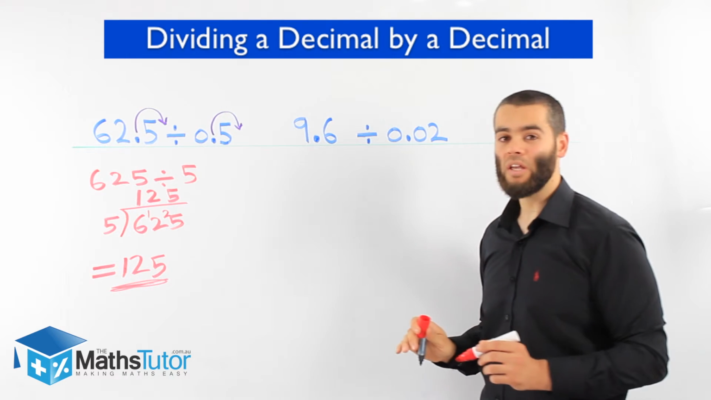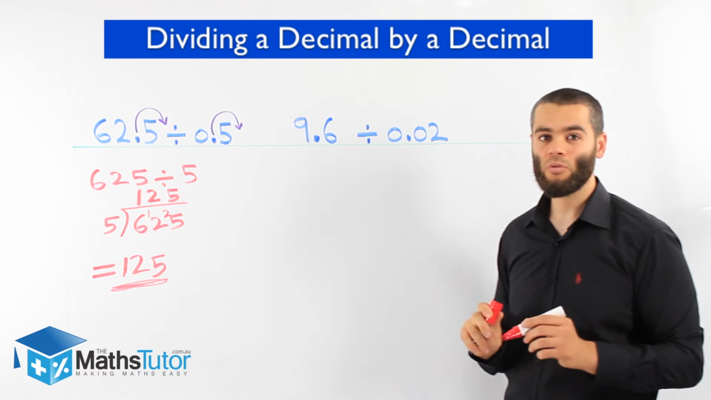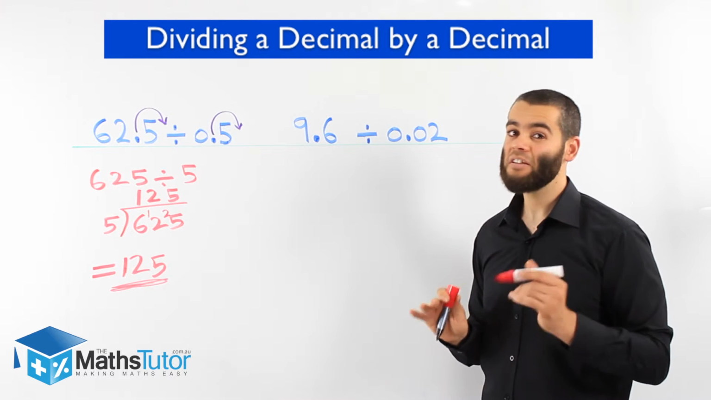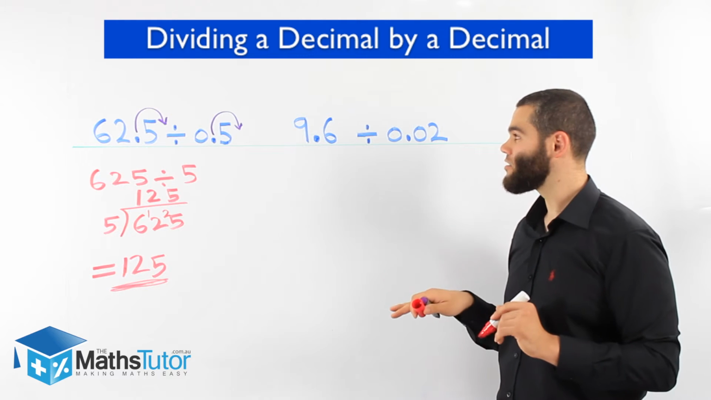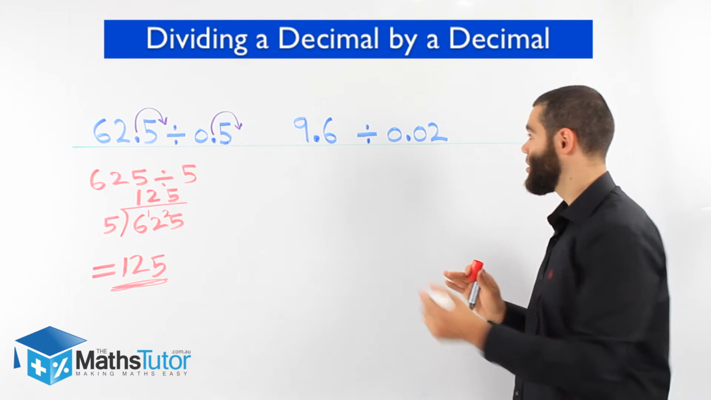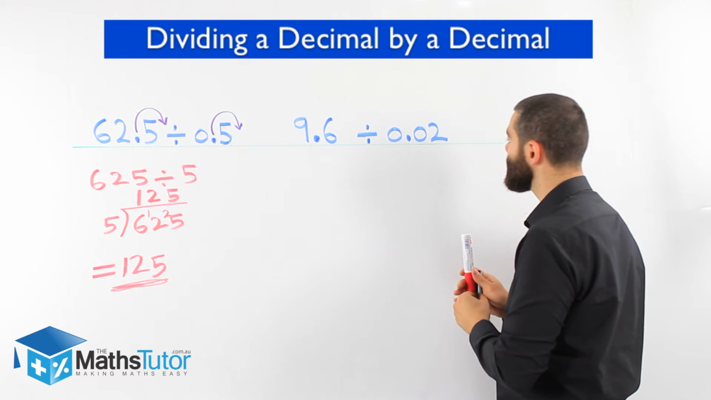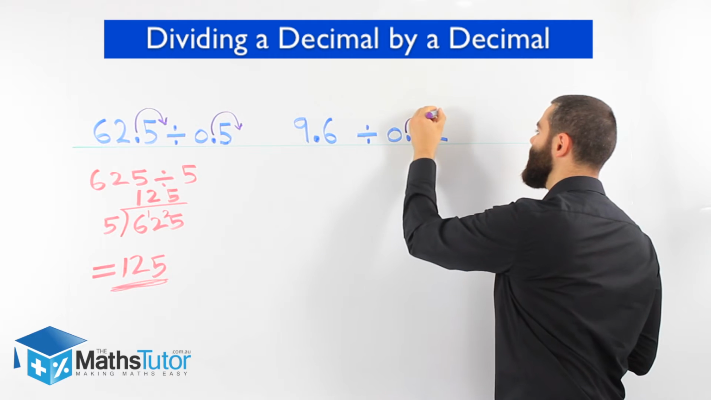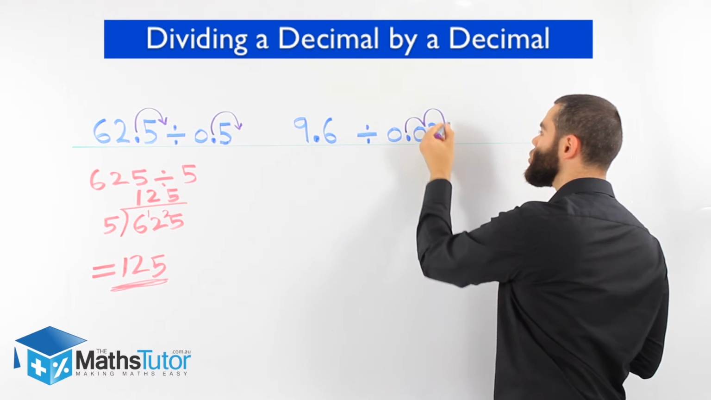Let's see this example here. We have 9.6 divided by 0.02. We look at it and we think, hey, hang on, we can't actually divide a decimal by a decimal. So we use that trick over there. We've got to change it so we can divide by a whole number. So this has to change. To make it a whole number, we have to move the point, and we have to jump twice this time. The point has to move twice.